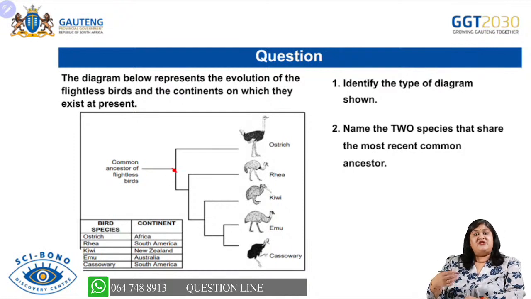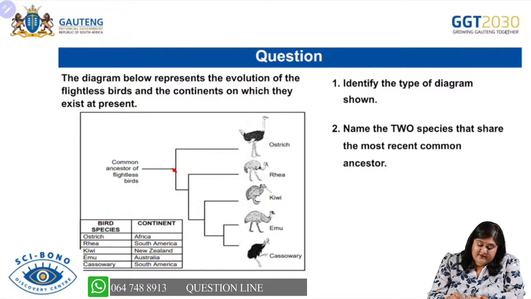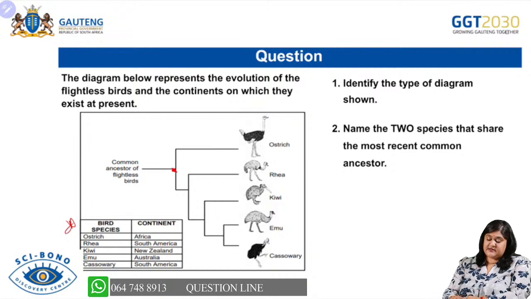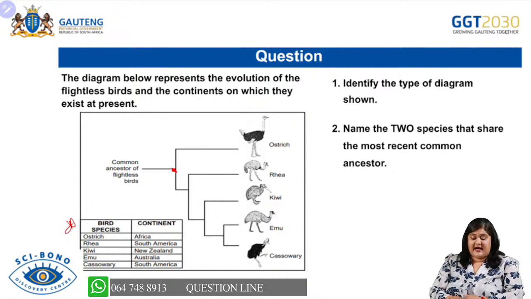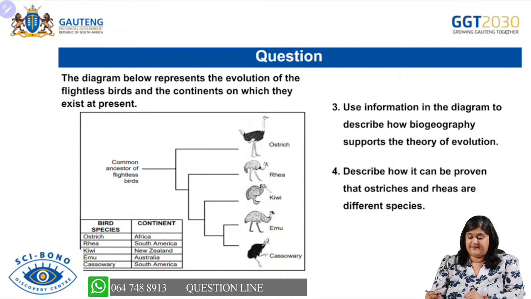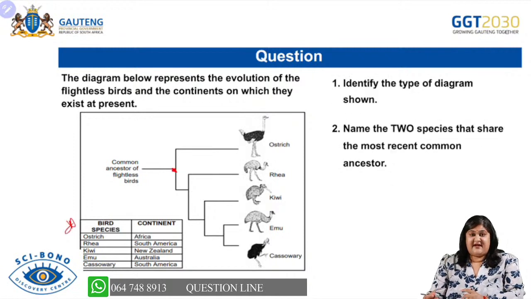Can you see? Just automatically, I go to analyzing the diagram, writing on the diagram. What can I already observe and conclude from this diagram? Right, so we have the most common ancestor of the flightless bird over there, and here at the bottom they are telling me which continent the bird species are found on today. Let's go through the questions. Identify the type of diagram shown. Phylogenetic tree. Right, it's a phylogenetic tree.